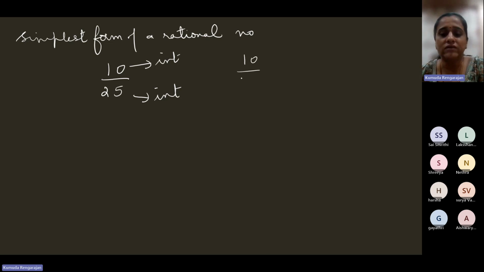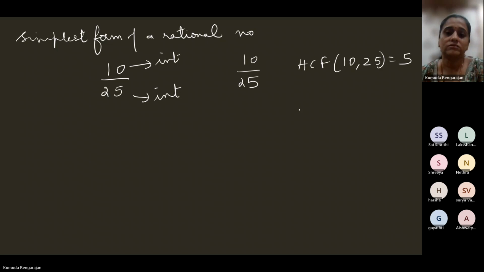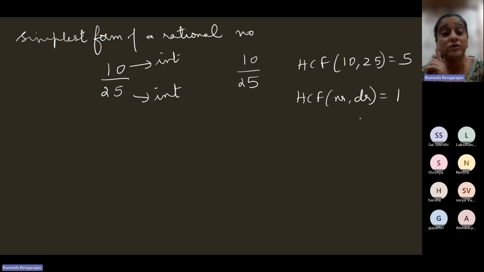Now is this rational number 10 by 25 in the simplest form? No, because the HCF of the numerator and denominator is not 1. The HCF of 10 and 25 is 5. The HCF of the numerator 10 and the denominator 25 is 5. The HCF of the numerator and denominator should be 1, then the rational number is said to be in the simplest form.